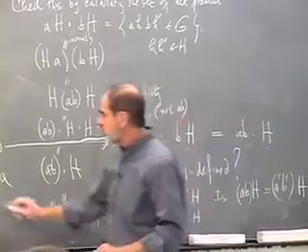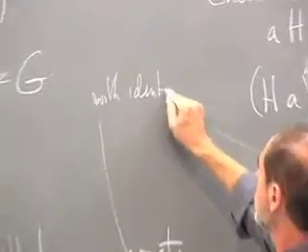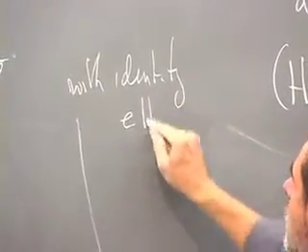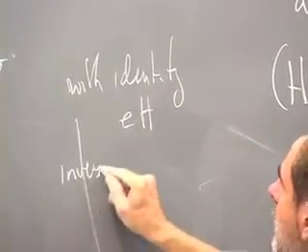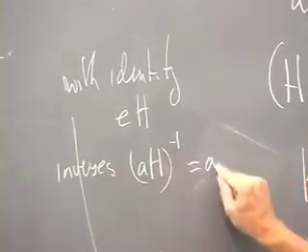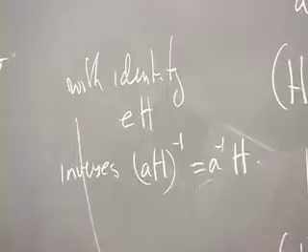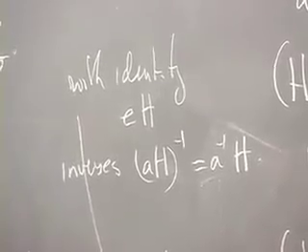It defines a group structure on G mod H with identity, the coset EH, and inverses. (AH) inverse is equal to the coset A inverse H. So that you have to check. So that's the answer in general. You can make a group structure on the set of all cosets for a subgroup if and only if H is normal.